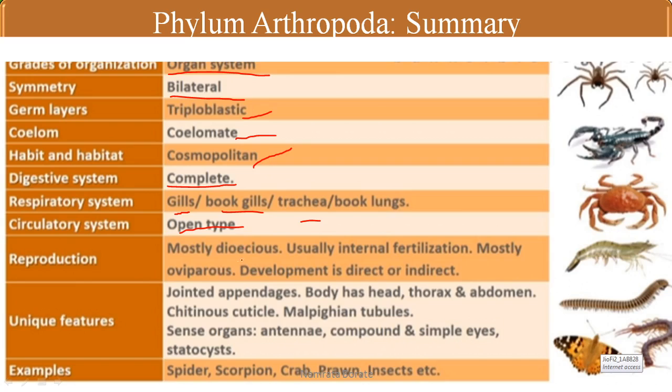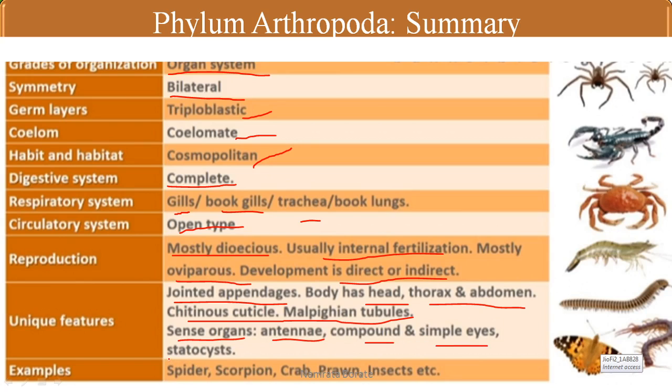There is a presence of an open type of circulatory system. The next, about reproduction, they are mostly dioecious, that is the males and females are distinct. Usually internal fertilization, mostly they are oviparous. Development is direct or indirect. The significant characteristic is the presence of jointed appendages. The body is divided into head, thorax, and abdomen. Chitinous cuticle is there. There is a presence of Malpighian tubules. Sensory organs are the antenna, compound eye, simple eye and the statocyst. Examples include spider, scorpion, crab, prawns, insects like honeybee, butterfly. All these are included in the phylum Arthropoda.